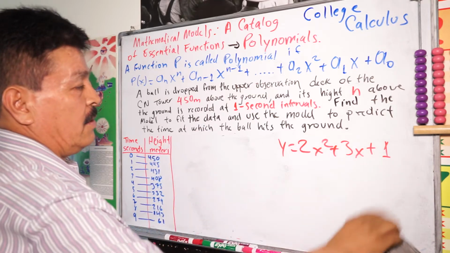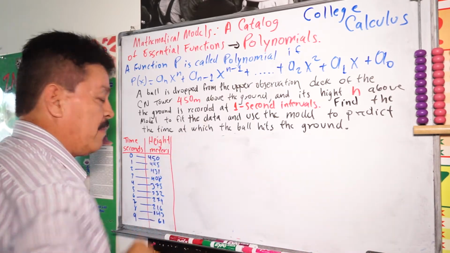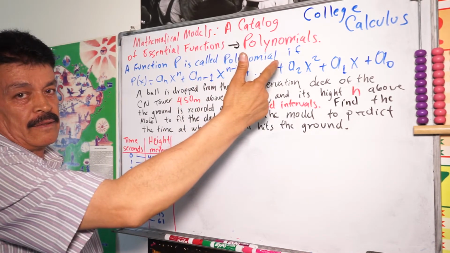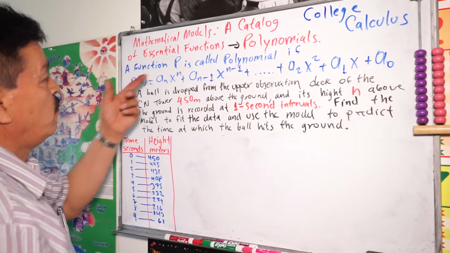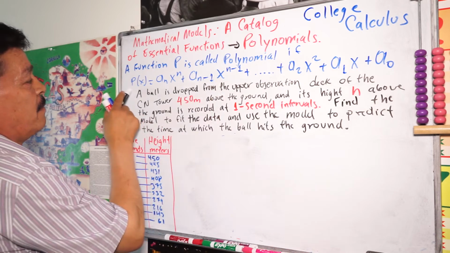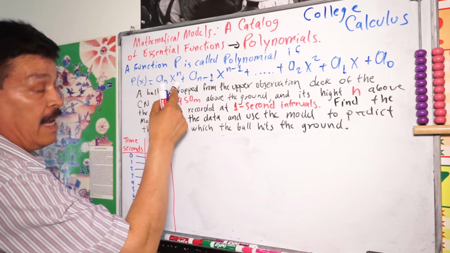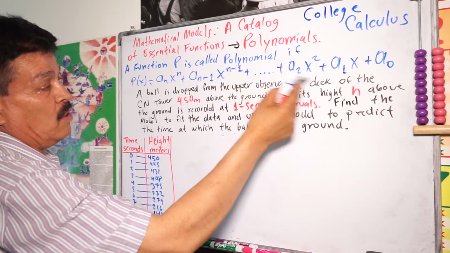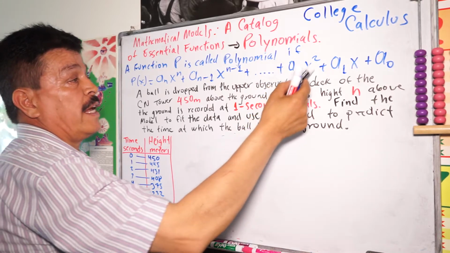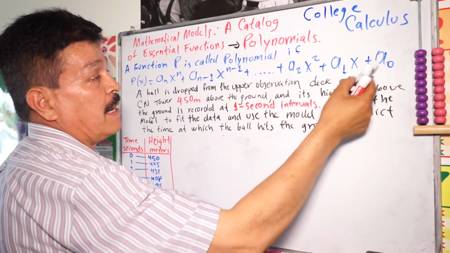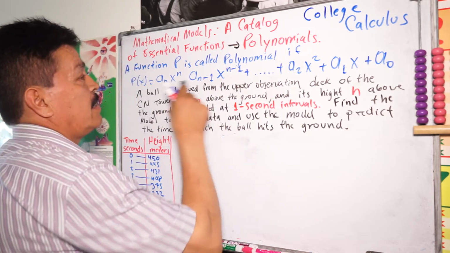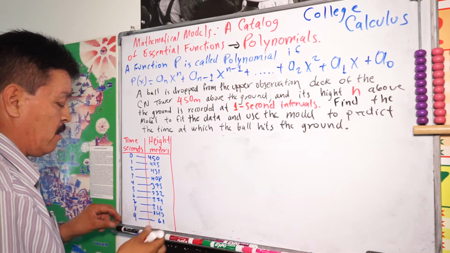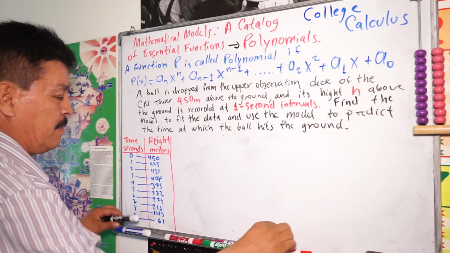Okay, so now let's go to our problem for today. These are just some ideas to refresh your mind about polynomials. A function p is called a polynomial if p(x) equals a_n x to the n plus a_(n-1) x to the n minus 1 plus and so on, plus a_2 x to the second power plus a_1 x plus a_0. This is a polynomial.